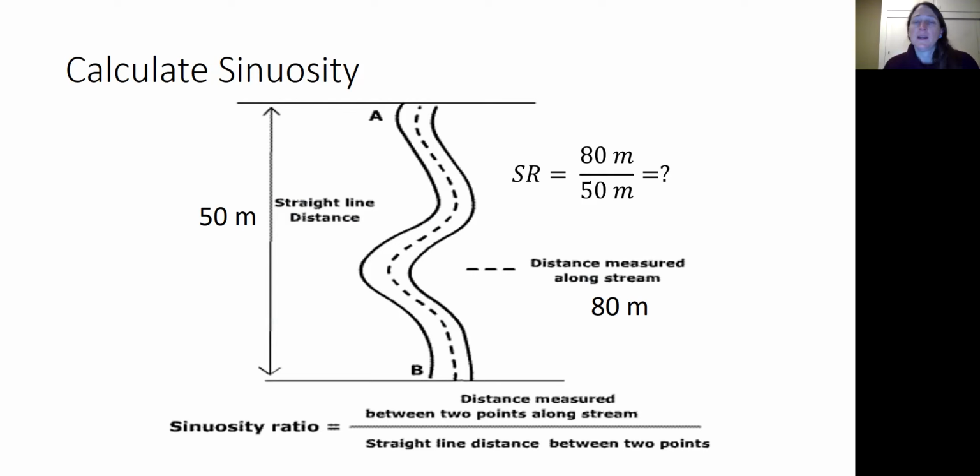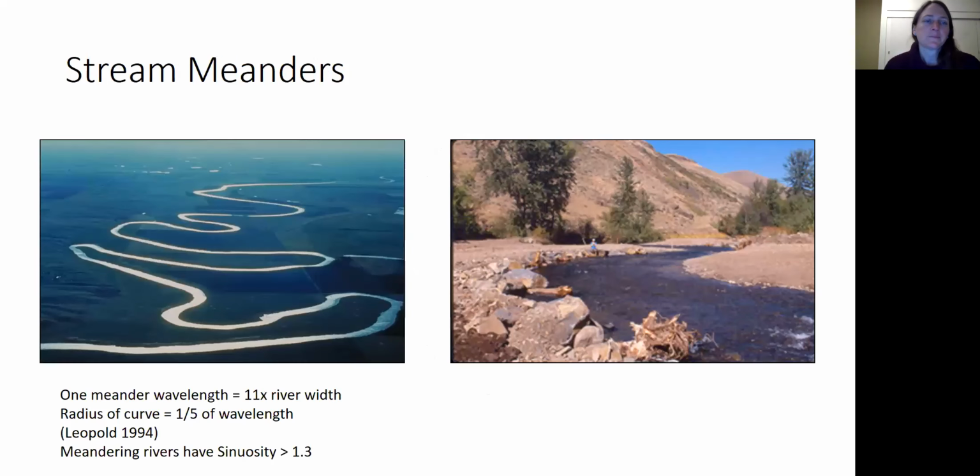So 80 meters divided by 50 meters. Looks like the meters both cancel out. So the sinuosity ratio is a unitless measure. And in this case, we get a sinuosity ratio of 1.6. Okay, so that's how you calculate sinuosity.